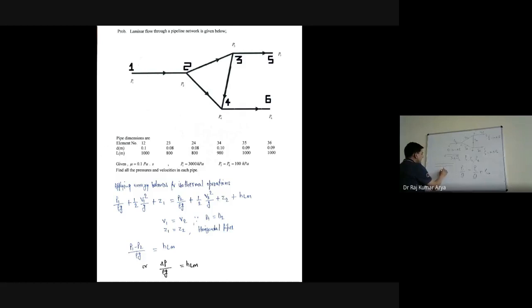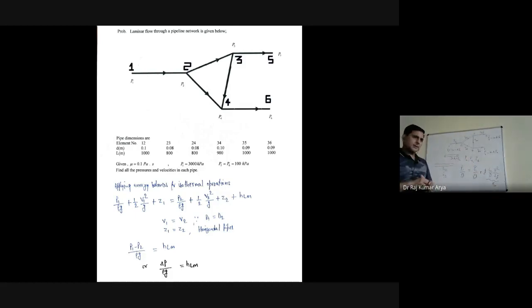So let's say this length is L12. It has some diameter, let's say D12, right? Because we are just noting the pipeline, we are giving the name in that way. So you have length, you have diameter, so you can calculate the losses only because of friction within the pipeline. The expression for that is F L upon D V square upon 2G. So this is the expression for major head losses.